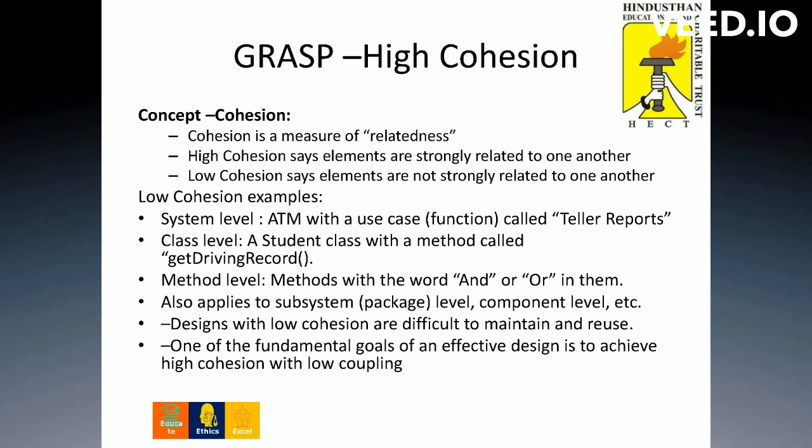With this, a system level example is an ATM with use cases, and then method level with the word and or operation. Designing with low cohesion makes it impossible to maintain the reuse concept.